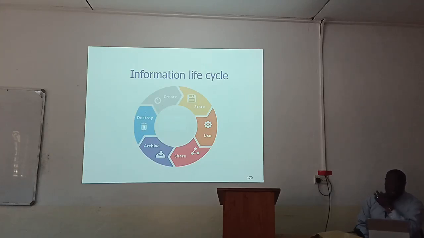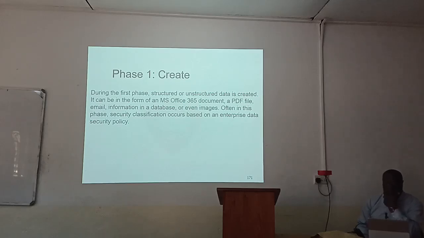Now, the diagram you're seeing there, that's the information life cycle. So it has 6 steps. The information life cycle has 6 steps. The first phase, that's the creation phase. So this includes structured and unstructured data is created.